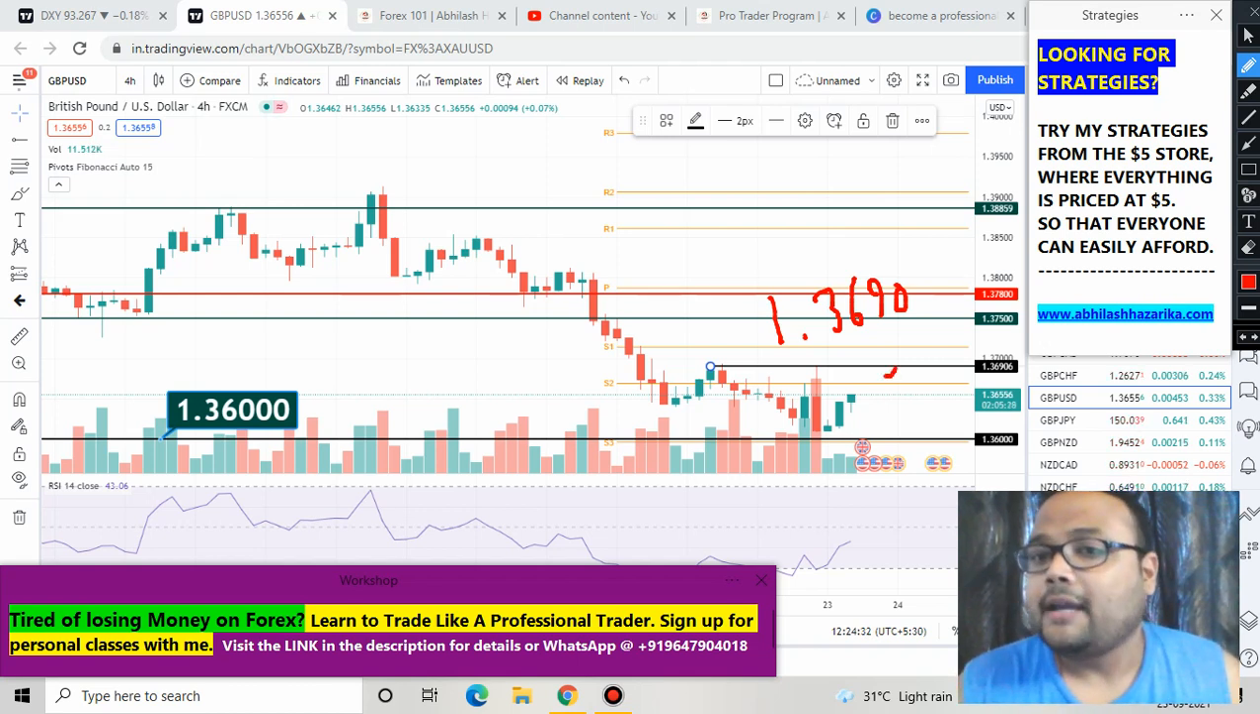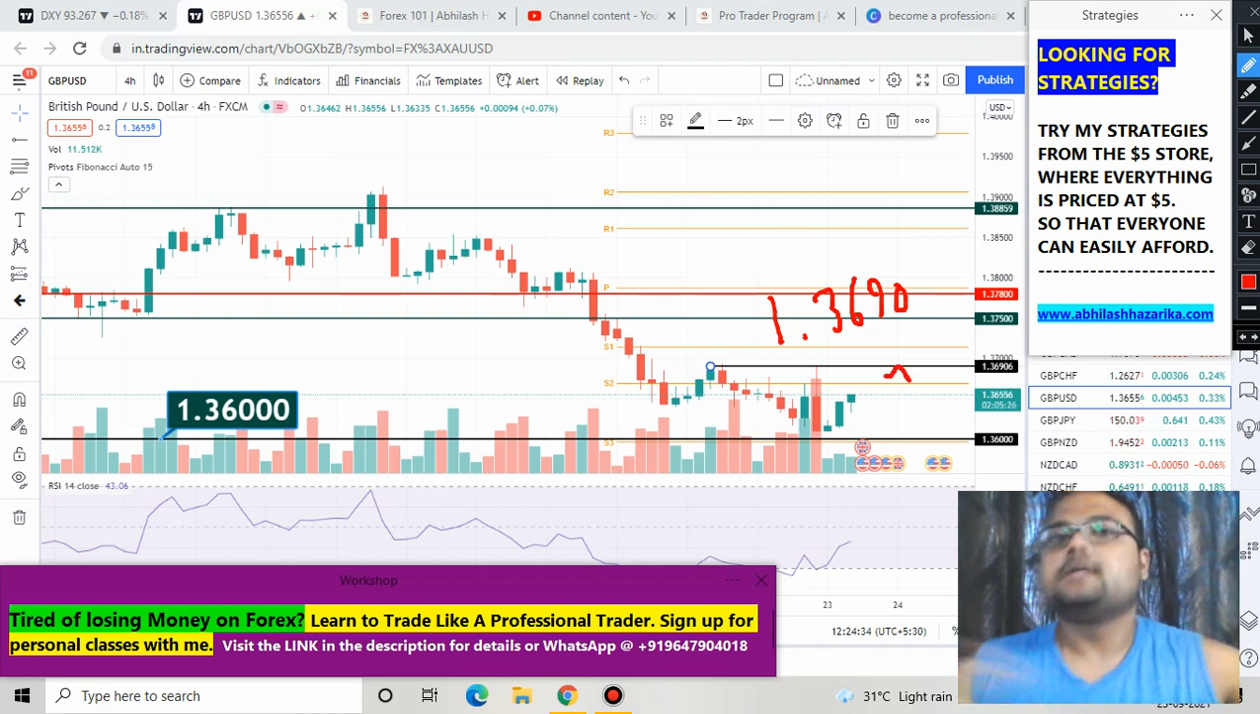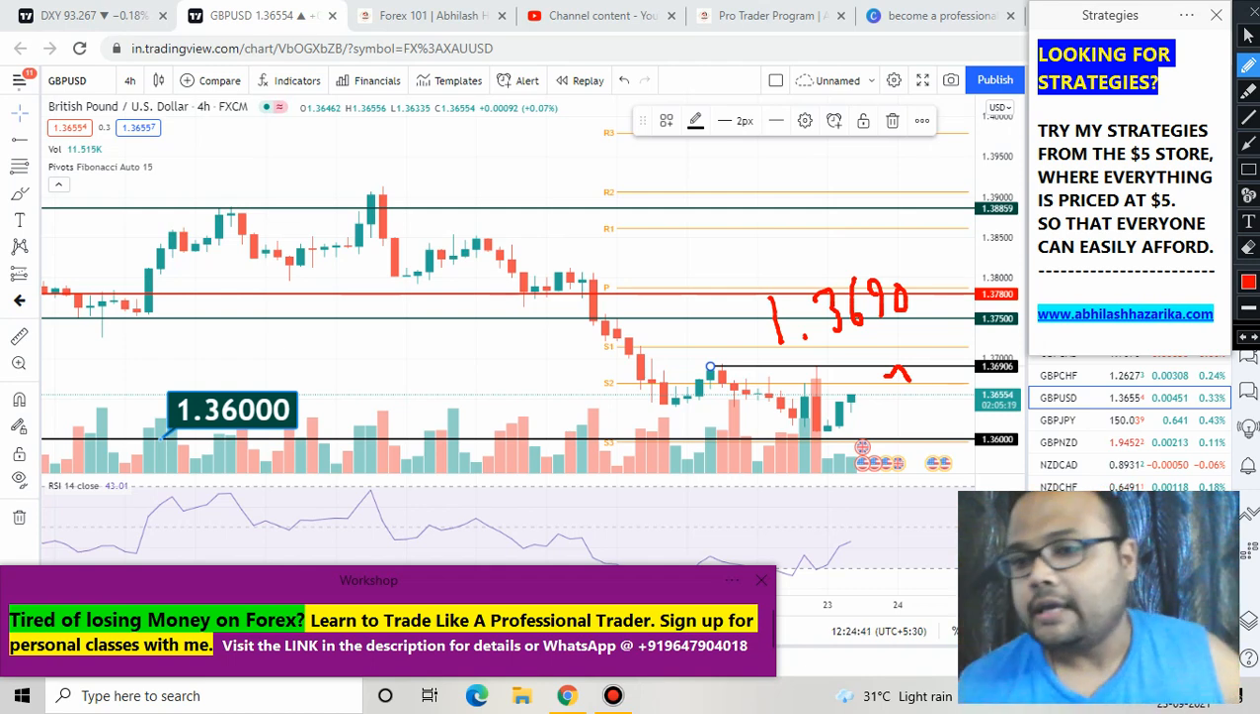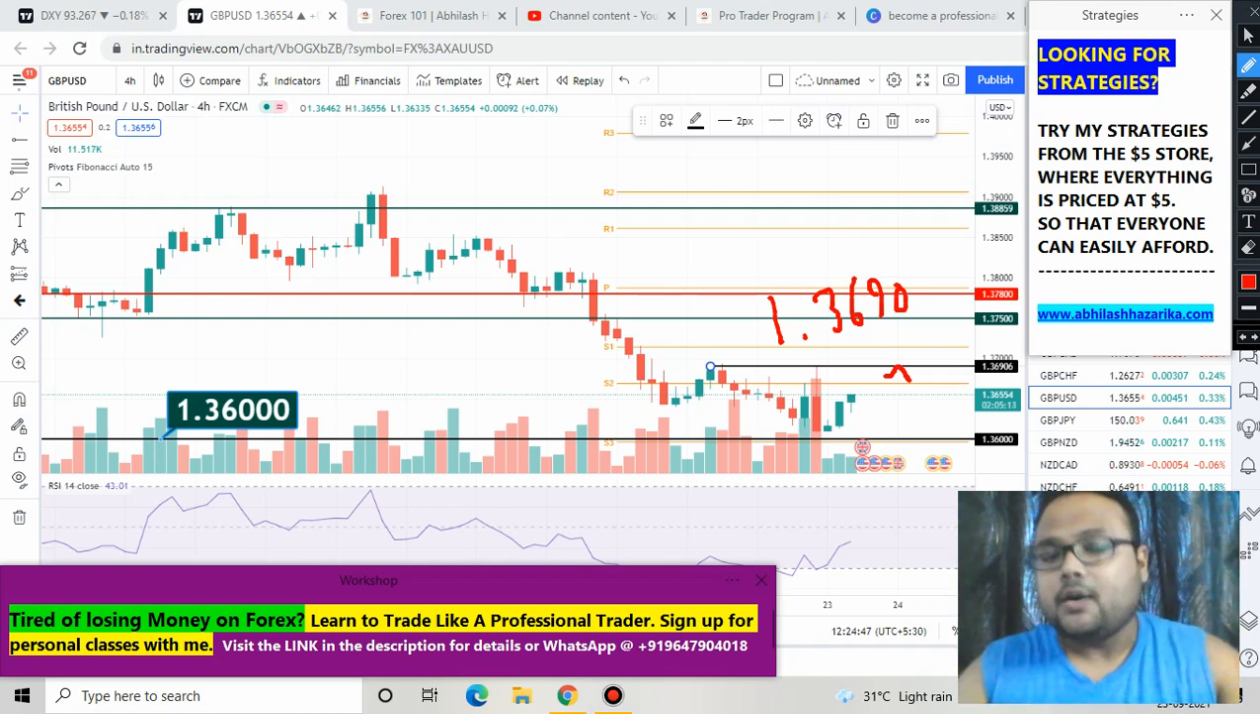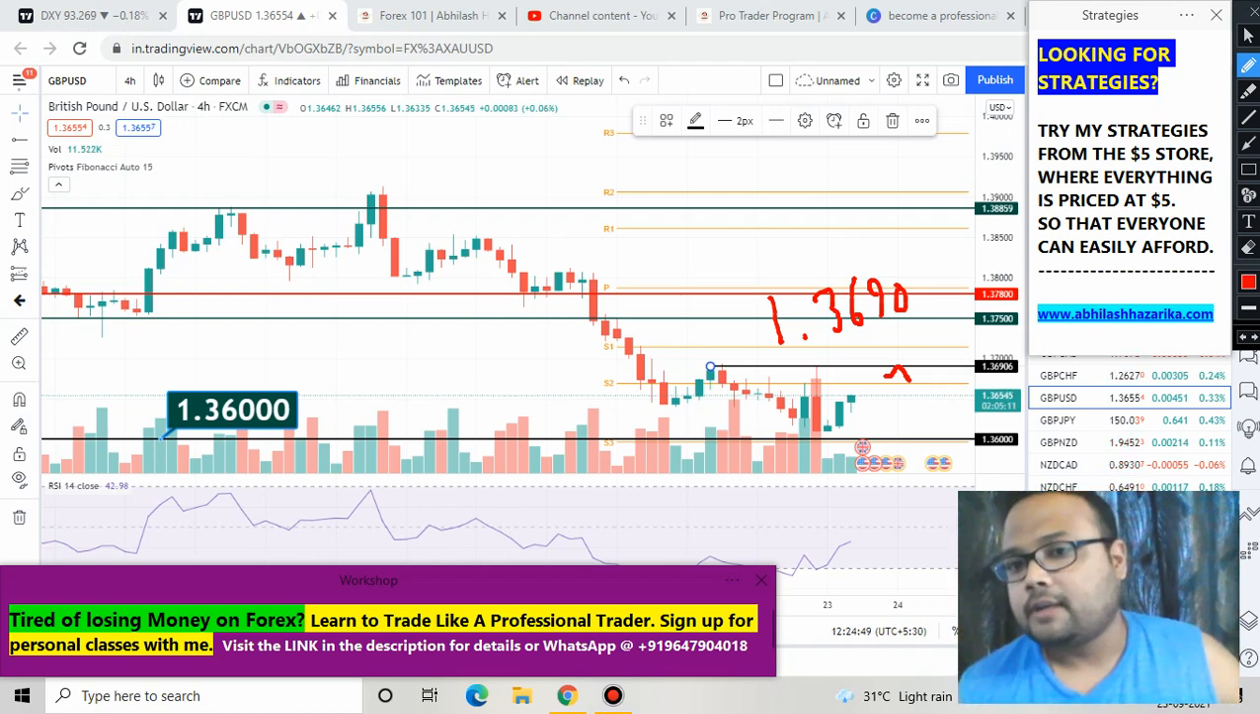Yes, market may reverse from here in case US dollar starts going up. At that particular point of time, you can take a sell order here, but otherwise, apart from the confirmation from the US dollar, you do not have any particular reason or logic to short the market here, because this is not a very strong resistance for the GBP USD right now.